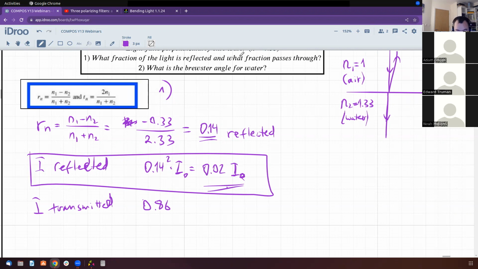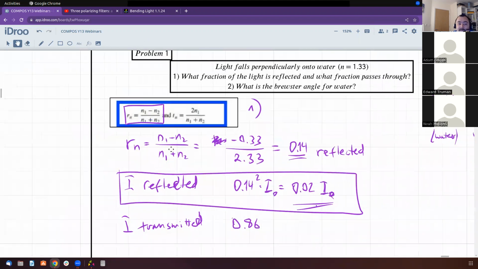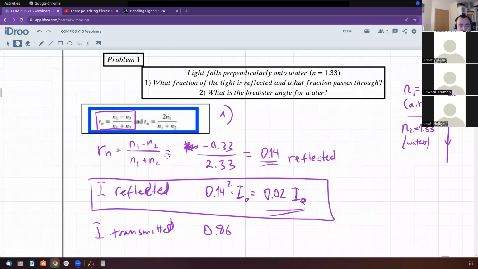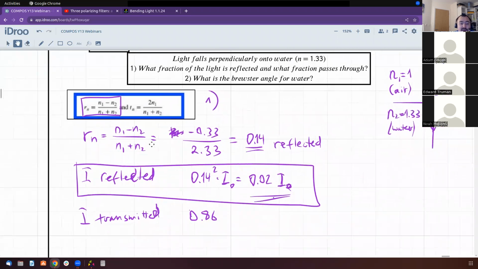Now, Adam, what do you think if this formula is like this? Do you think that all wavelengths get reflected by the same amount? Or maybe someone can help? Feel free to shout out. Yes, the refractive indices are different for different wavelengths, of course. So you have different values here.